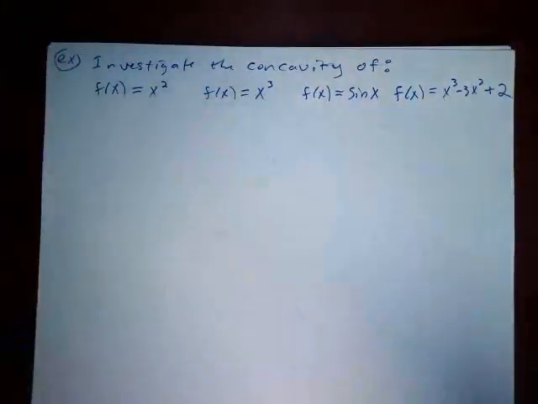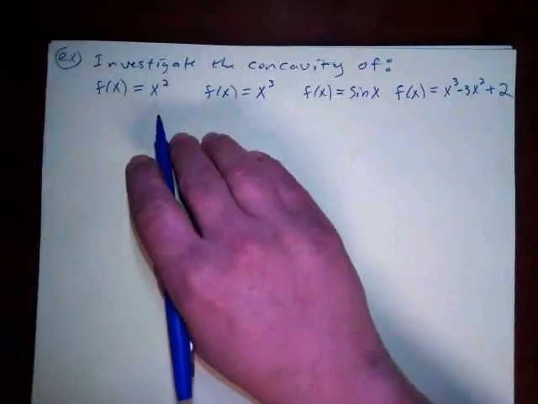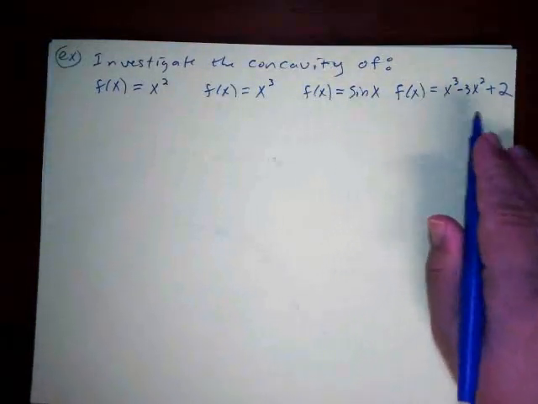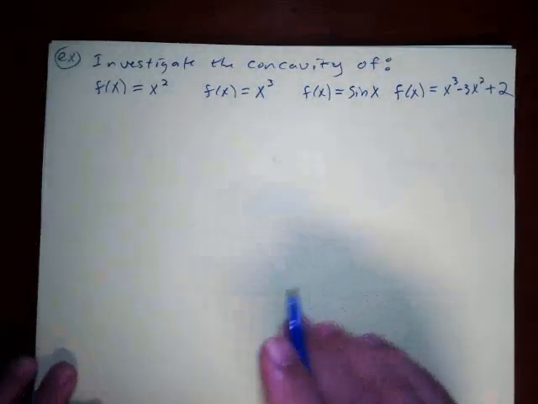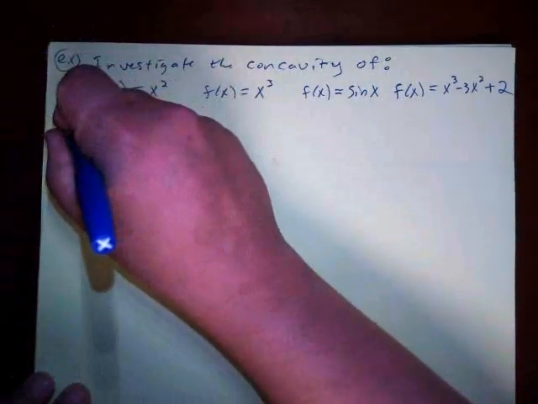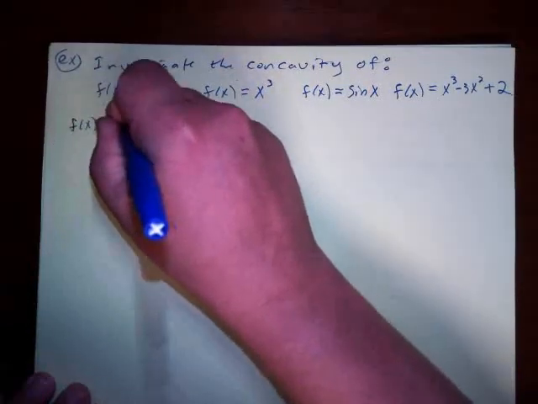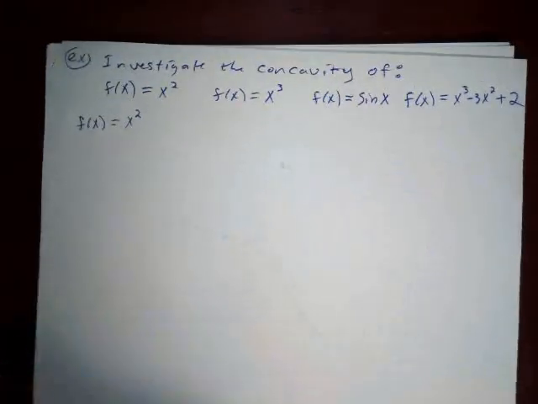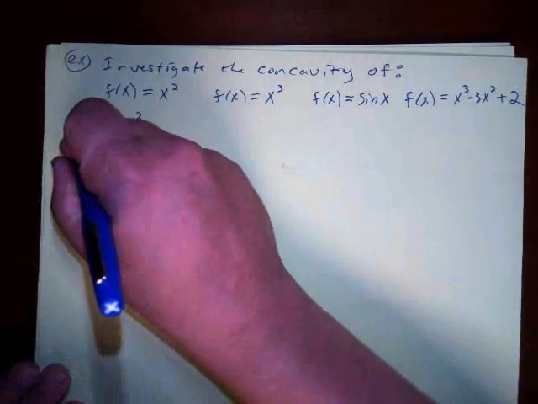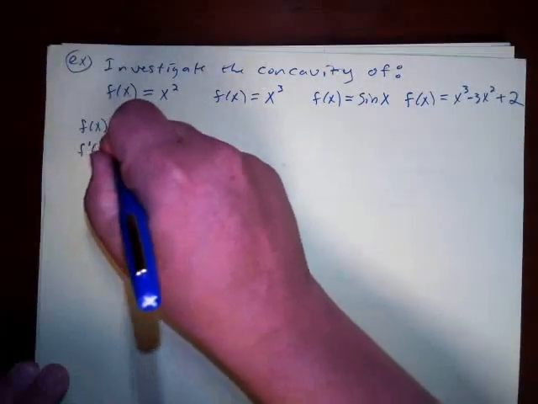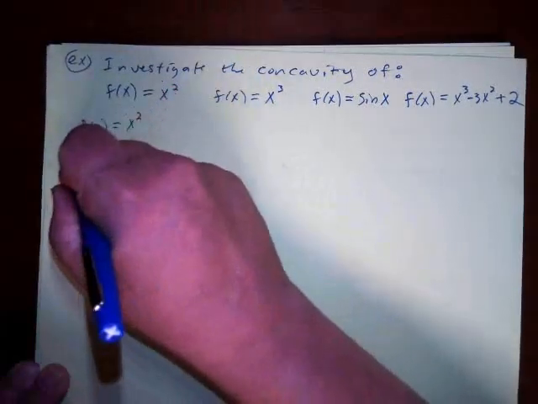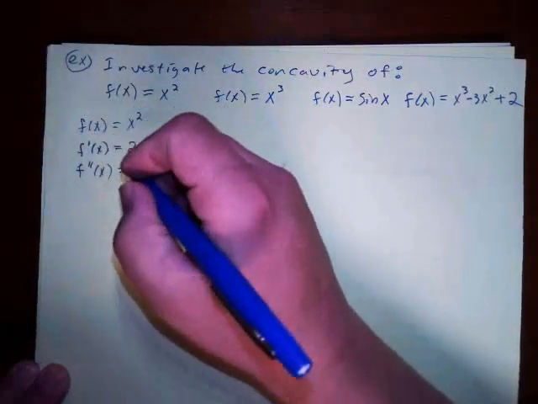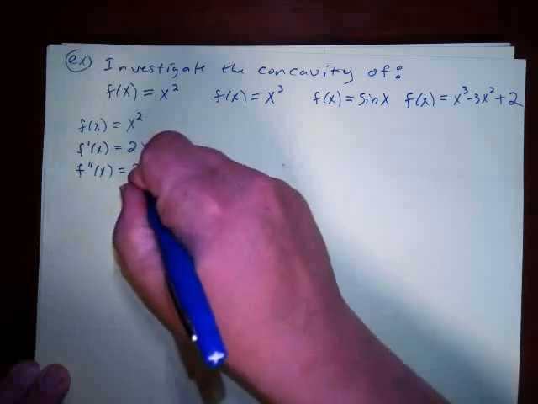What I want to do is investigate the concavity for some simple functions here. We got x squared, x cubed, sine of x, and then we got this cubic polynomial here. So let me start with f of x equals x squared. To investigate the concavity, what it's saying is let's look at the second derivative and see when it's positive and when it's negative. Okay, so the first derivative here is 2x, and the second derivative is going to be 2.